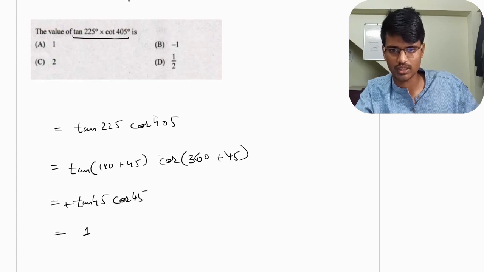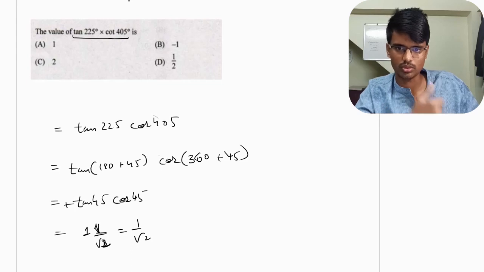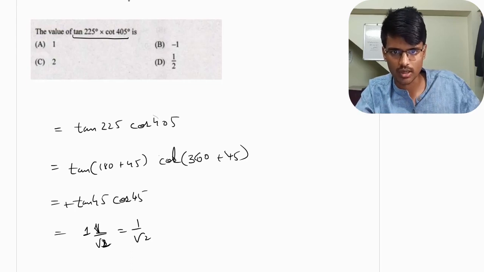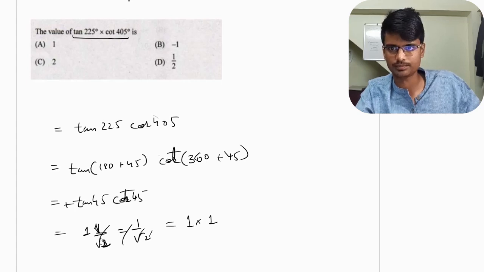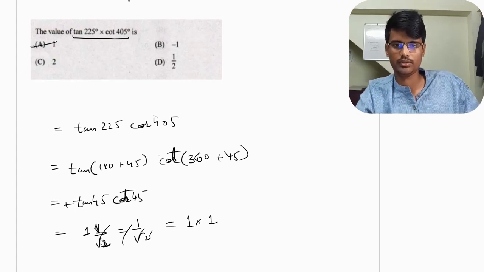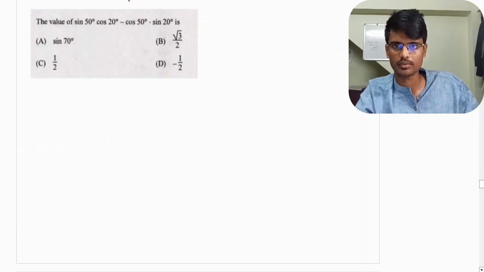Tan 45 is 1, cos 45 is 1 by root 2. So the correct answer is 1 by root 2. Just a minute. Okay, sorry, this is cot, not cos. So it is cot 45. Cot 45 is 1 into 1, which is 1. Okay, so this is cot. Moving on. Easy question.